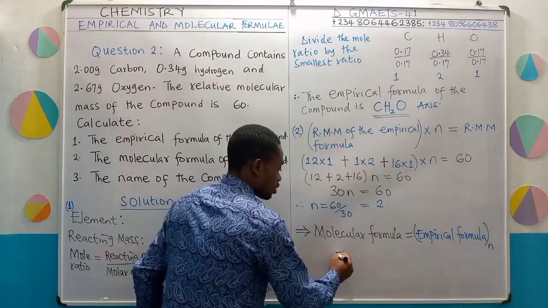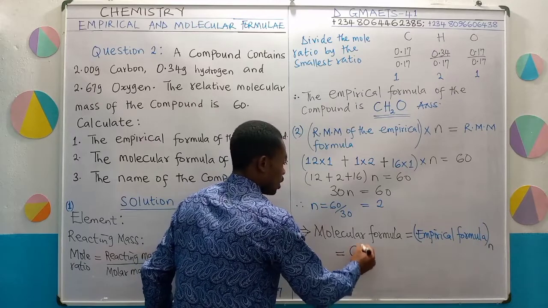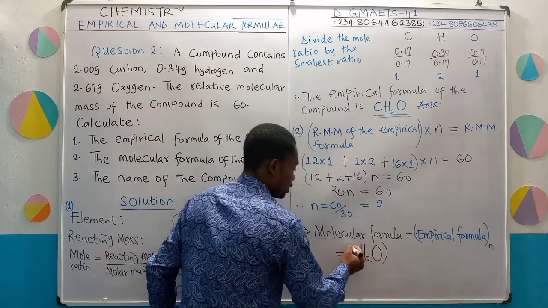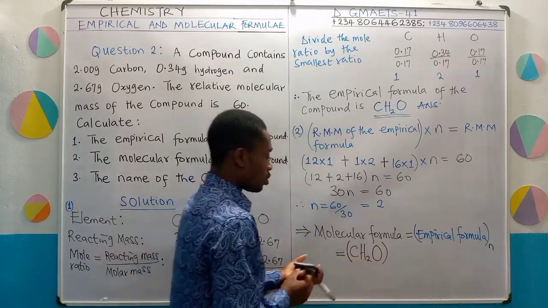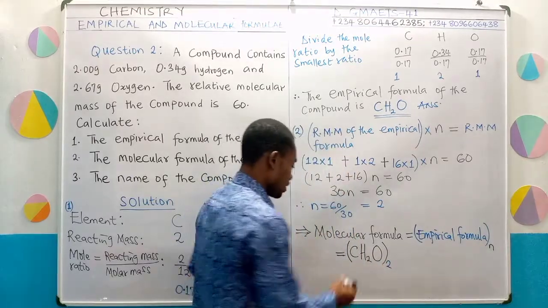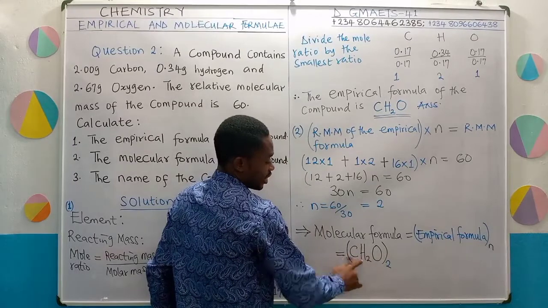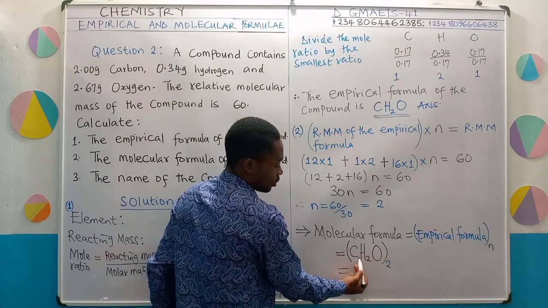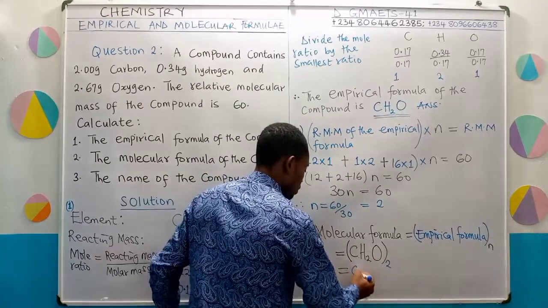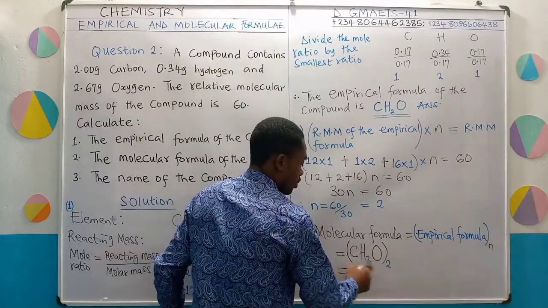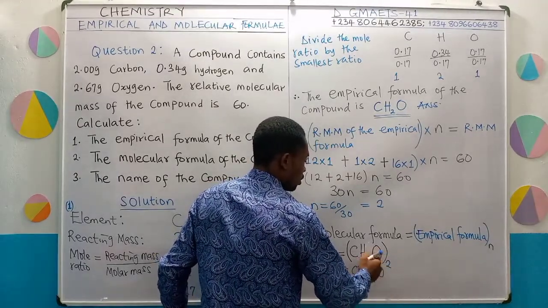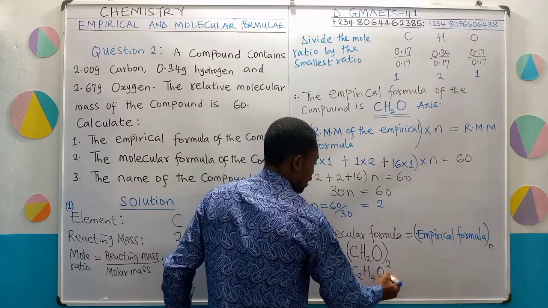Now that is going to give us, empirical formula is CH2O. So we are going to multiply it by n, and the value of n is what? 2. Let's do that and see. This would give us this carbon. What is the ratio here? 1. Use that 1 to multiply this 2. Then you're going to get C2. The ratio of hydrogen here is 2. If you use it to multiply this 2, you get 4. And the ratio of oxygen is 1. Use it to multiply this 2, you get 2.